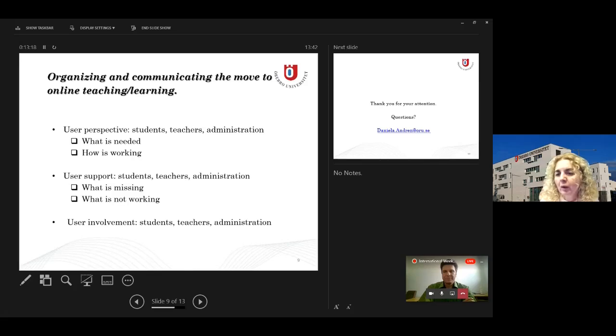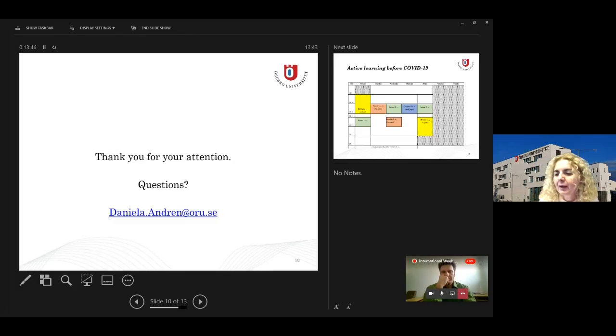Okay. In our work about organizing and communicating the move to online teaching and learning, I think that we should not forget about the user perspective: that there are 3 groups involved, and all of them should have equal treatment about information and full information. Student, teacher, administration, this should be very clear, identified and implemented. And it's the same with the user support and later on with the user involvement.